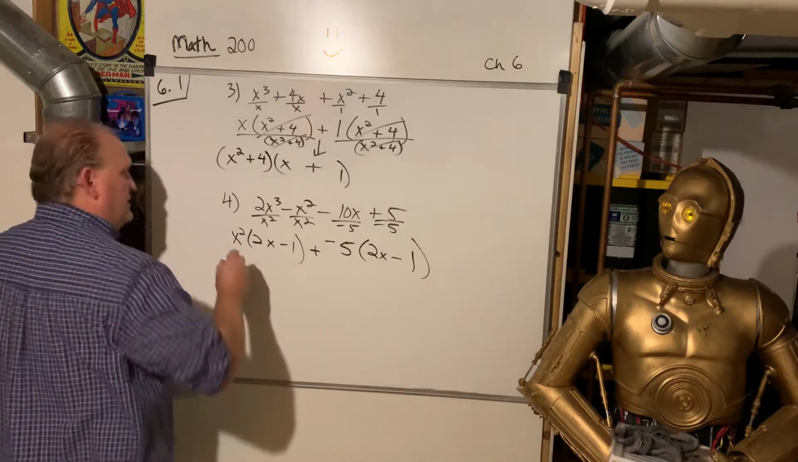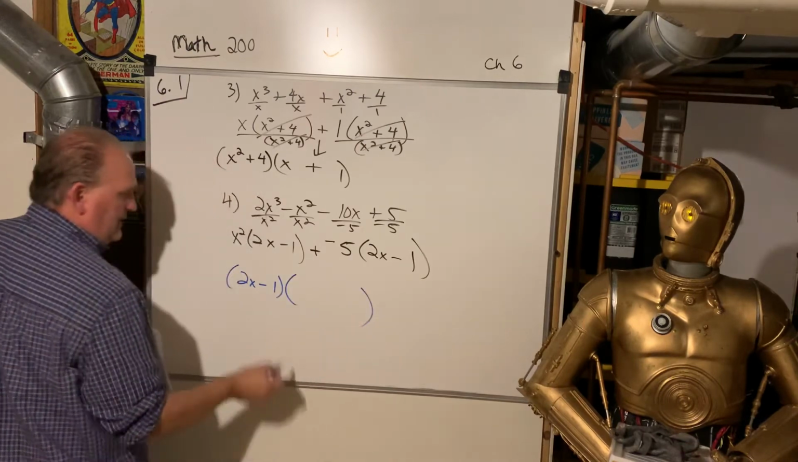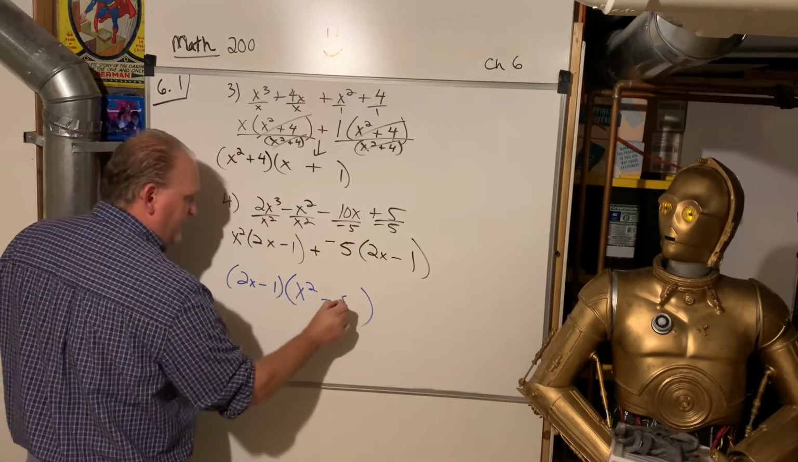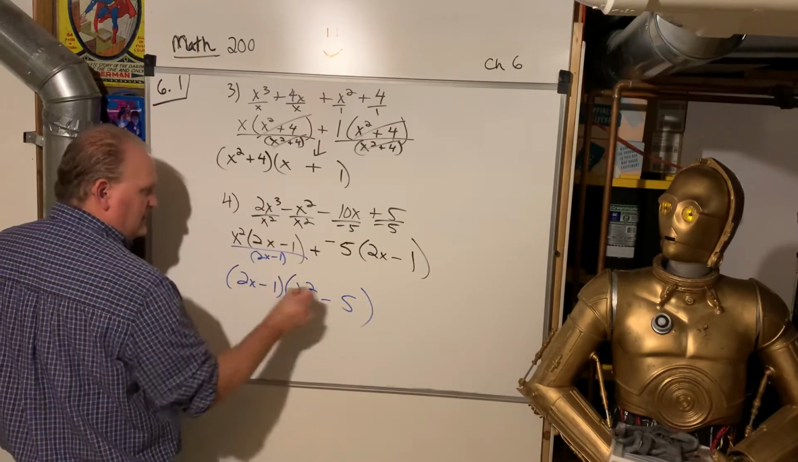So we can factor out the 2x minus 1, empty set, and then it's going to be x squared minus 5, right? That's going to be what's left inside. And here's the work for it, 2x minus 1. That's what I factored out.